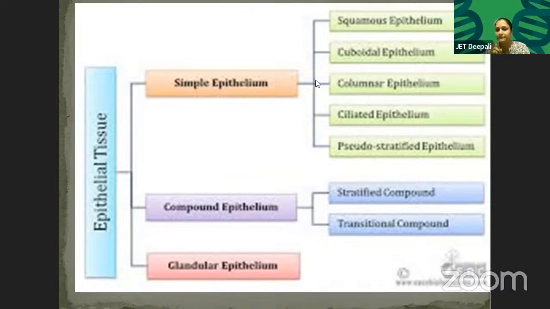I will explain each and every epithelium with the help of diagrams. Don't worry, just go through the classification. In later slides, you will know about squamous epithelium clearly. Squamous, cuboidal, columnar, ciliated, pseudo-stratified. Compound epithelium has 2 types: stratified and transitional. Glandular is only 1 type.